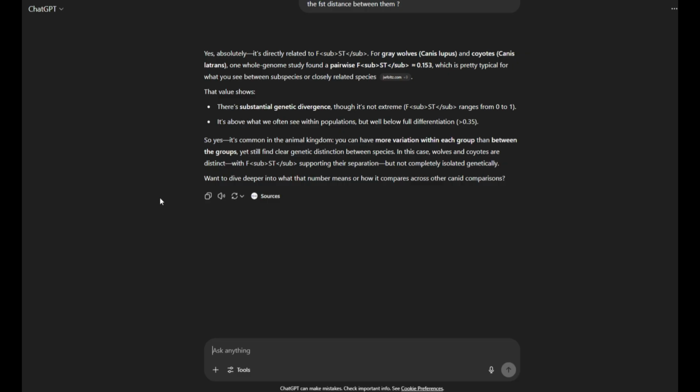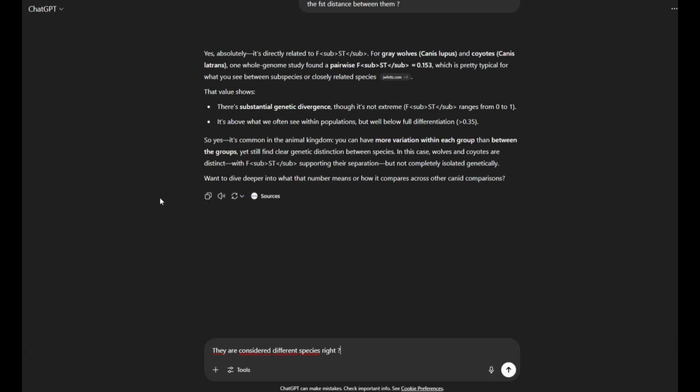FST ranges from 0 to 1. It's above what we often see within populations, but well below full differentiation. So yes, it's common in the animal kingdom. You can have more variation within each group than between the groups, yet still find clear genetic distinction between species. In this case, wolves and coyotes are distinct, with FST supporting their separation, but not completely isolated genetically.